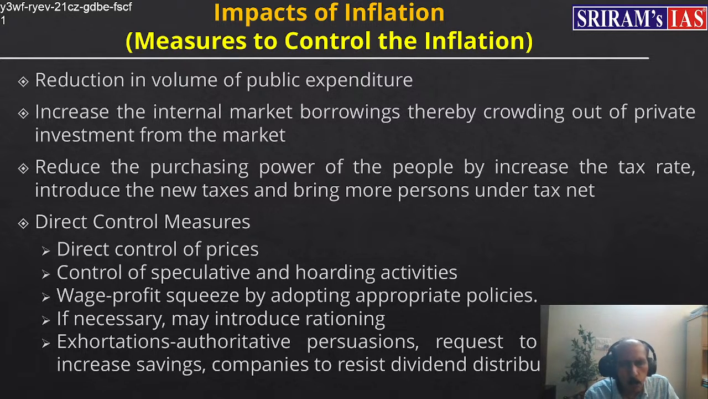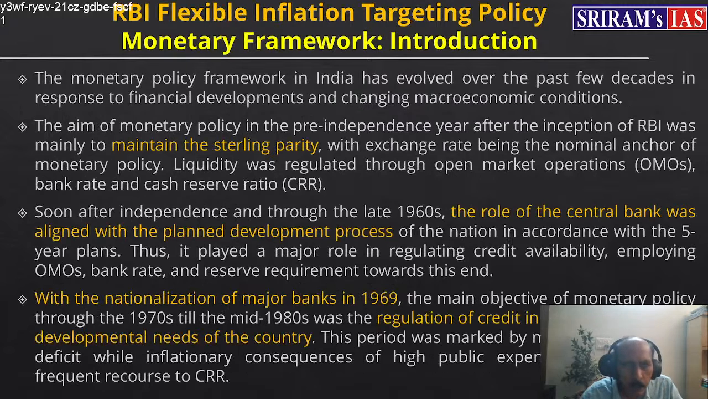Government may control the speculative and hoarding activities so that supply in the market may rise and therefore the price may be controlled. Government may reduce the wage and profit by imposing more taxes. So various measures are there where the government can directly intervene and control the prices. But in our economy, you must be aware that monetary policy has been more relevant in controlling the prices over a period of time.